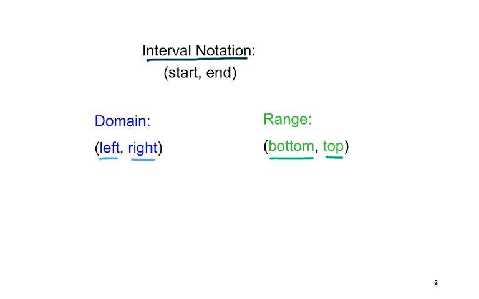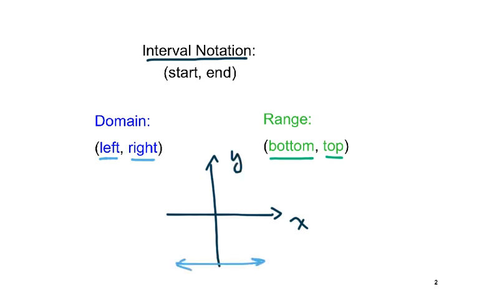And so if you can picture a graph, the graph has x values that go left and right, right? So your x values start on the left, right over here, and they go to the right. So when we write domain, we start with the left and then end with the right. And with range, we are starting at the bottom, and we are going up to the top. And that's how we're going to write our range as well.